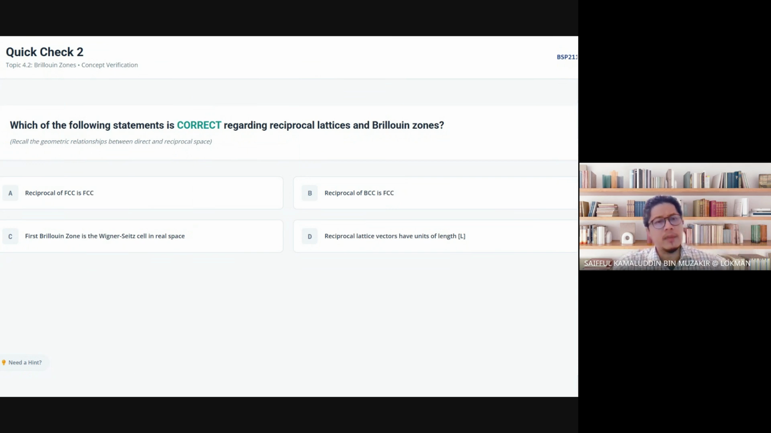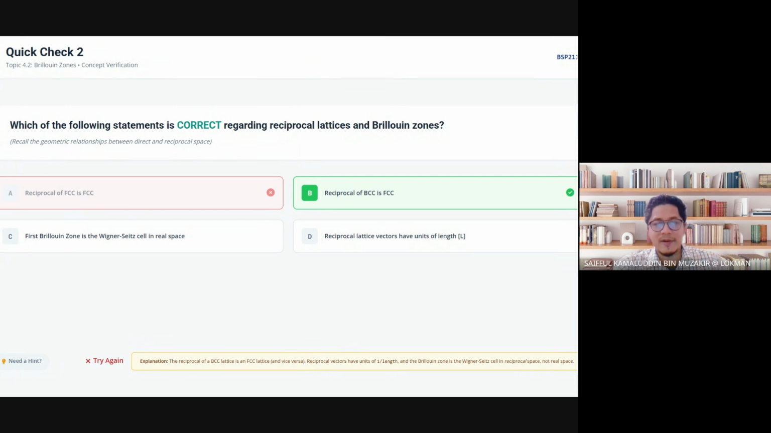Look at A. Reciprocal of FCC is FCC. True or not? Wrong. So the reciprocal of a BCC lattice is an FCC lattice and vice versa. Okay, the answer is already here. So the answer is: reciprocal BCC is FCC.